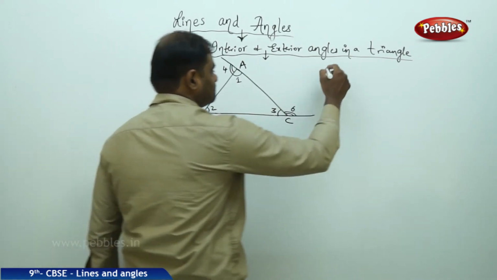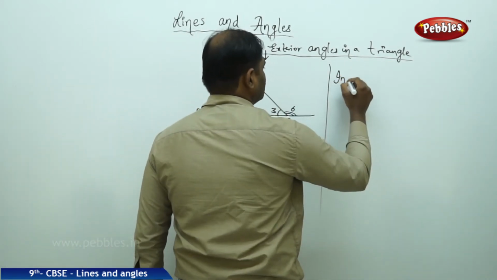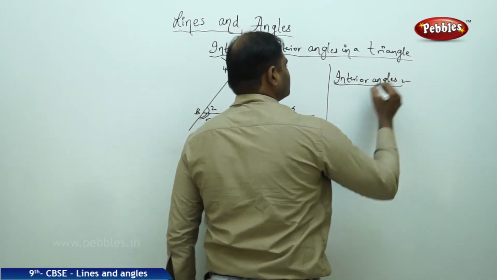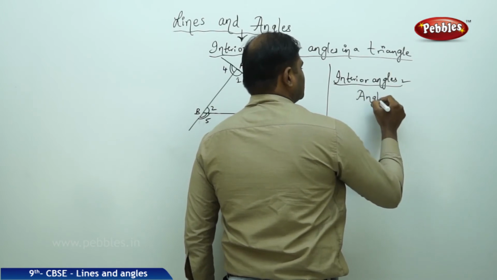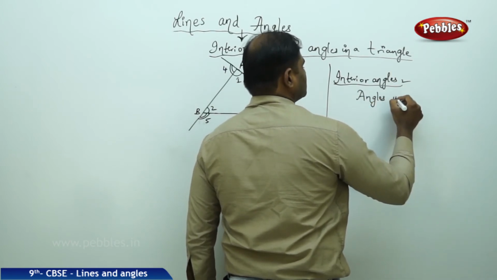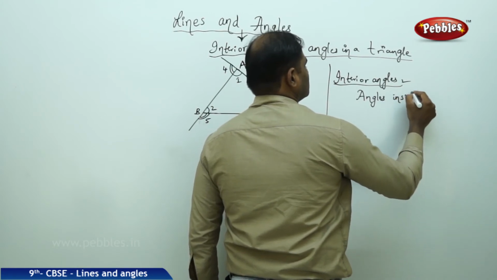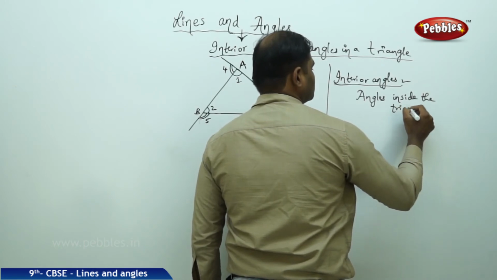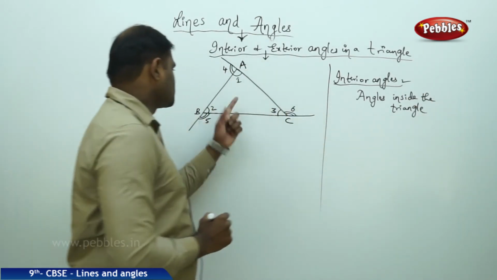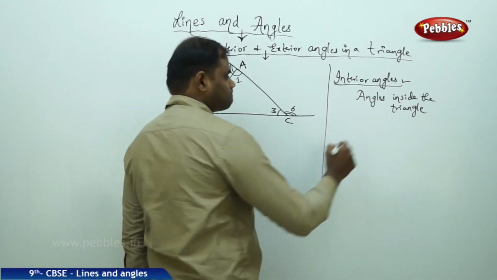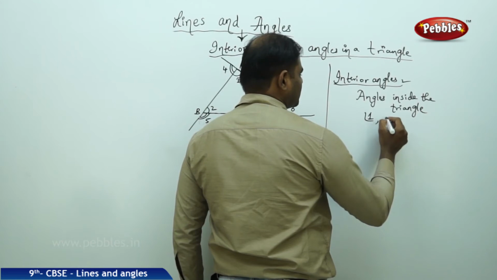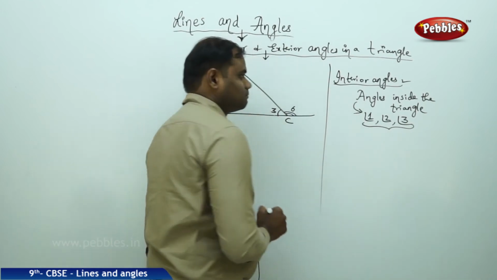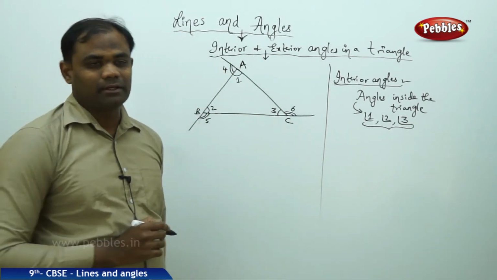So here interior angles are defined as angles inside, within the triangle, and in this case angle 1, 2, 3 are interior. In this case angle 1, angle 2, angle 3 are interior, is how we understand interior angles.